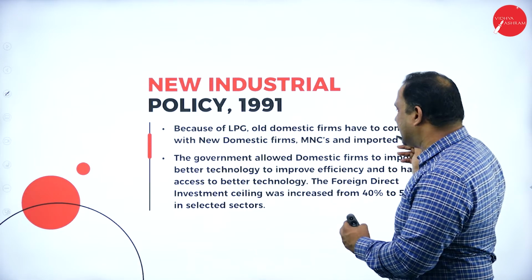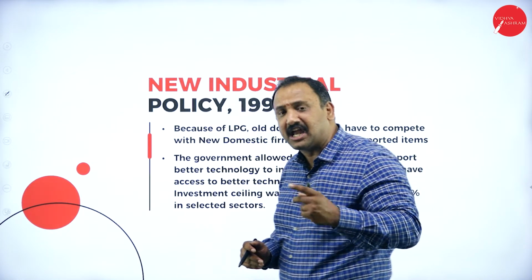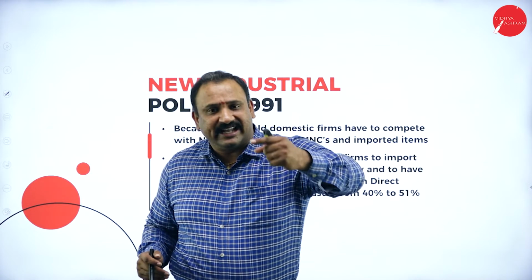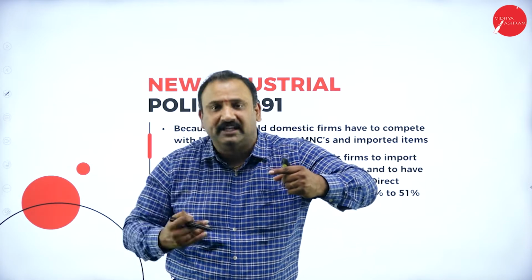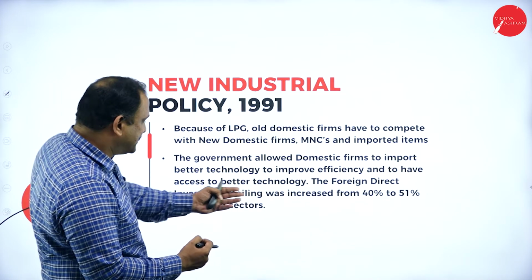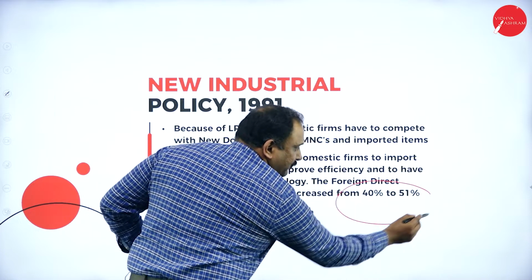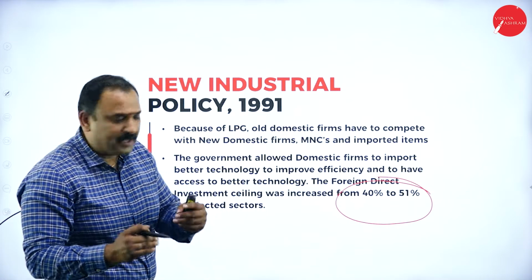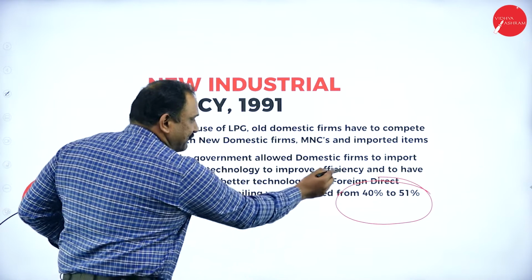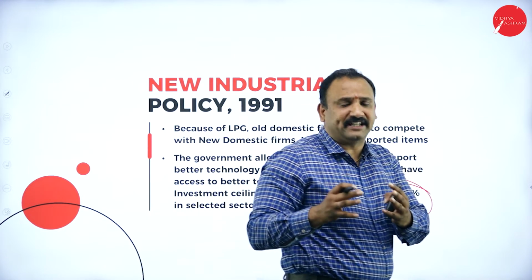And you would see that in order to make competition even more interesting, we started allowing the private sector, we started allowing new companies with FDI, foreign direct investment, to start coming in. And the investment ceiling was also raised from 40 to 51%, a huge jump in selected sectors, so that efficiency would also improve, and we also started upgrading the technology.